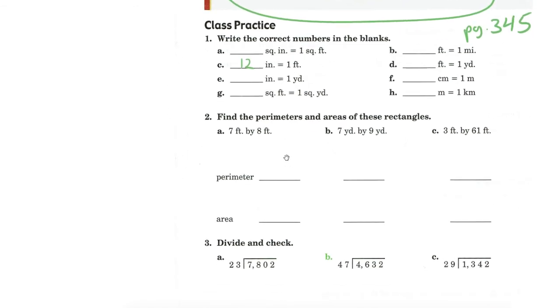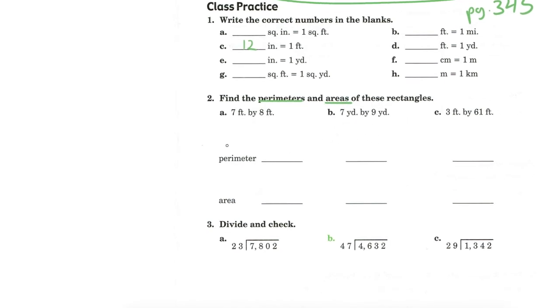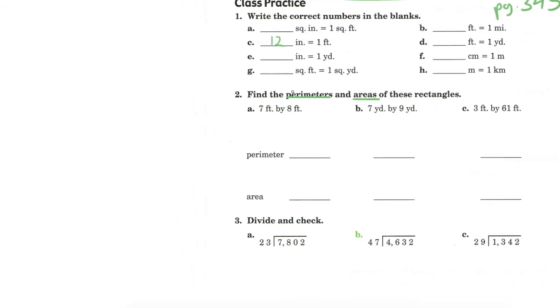Number 2, find the perimeter and the area of these rectangles. So you're looking for the perimeter and the area. Don't get your formulas mixed up. All right, hopefully you know the difference between the perimeter and the area. So if I'm looking for the perimeter of this rectangle here, I'm going to draw it out. So 8 foot length, 7 foot width. All right.